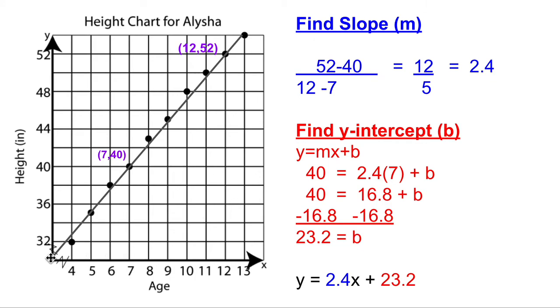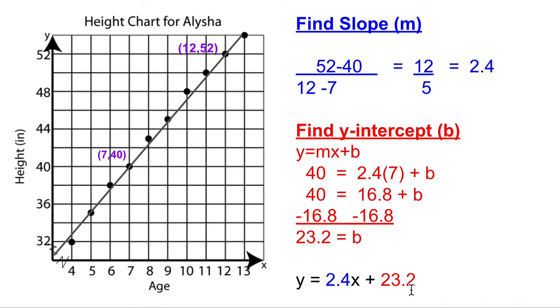Now you will notice that I have breaks in both of my axes, in my x and my y axis. So to be able to find the y-intercept, I am going to have to use the slope-intercept equation. I cannot use my graph at all for this. So I'm just going to use this point here, my 7, 40 point, and my slope, which is 2.4. So plug in the 7, plug in the 40, plug in the 2.4 so that I can find b. When I work this all through, I find out that b is 23.2. When I write my equation, plugging in my slope, plugging in my y-intercept, I get y equals 2.4x plus 23.2.